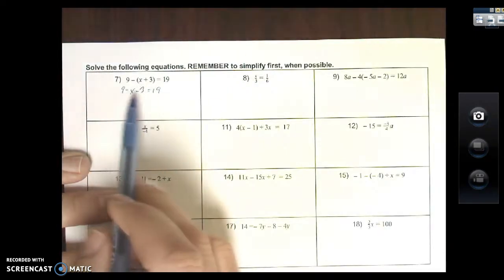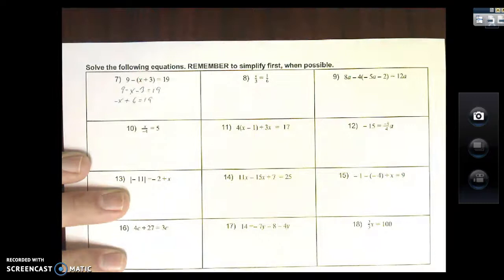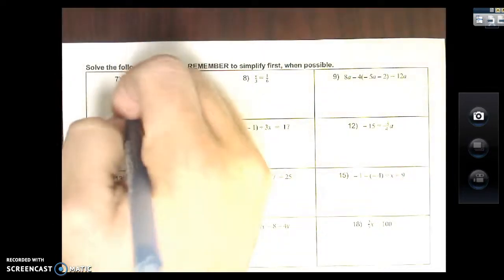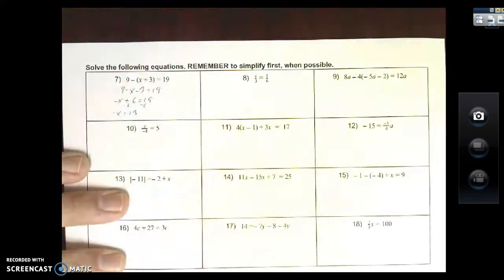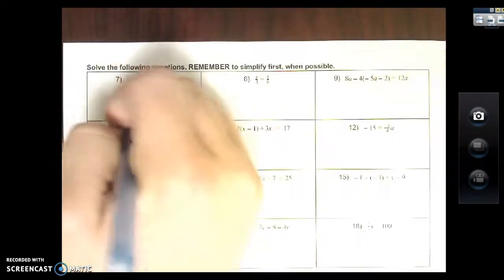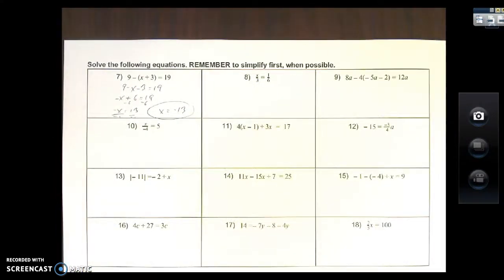See how 9 and minus 3 are on the same side? So I get negative x plus 6. I'm just simplifying that down. Subtract the 6 over. Negative x equals 13. Divide both sides by negative 1. x equals negative 13. Because you want to try and get your variable by itself. Like it says up top here, solve the following equation, and we're going to simplify first when possible.